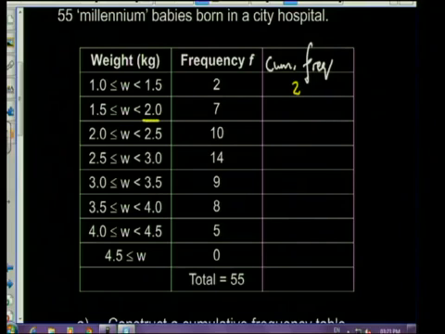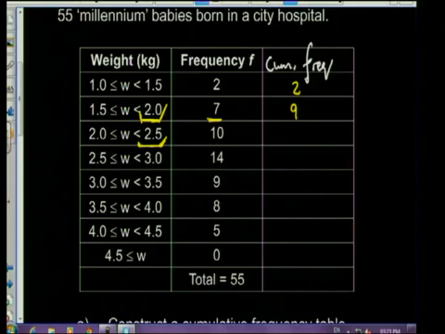Now look carefully. What should be happening here is we're saying how many babies were in weight below this final value. So how many babies weighed less than 2 kilograms? It's everything up to that point, so it would be the 2 plus the 7, which makes 9. When I get to the next one, we're saying how many babies were below 2.5, from that lower bound up to there. So it's always saying what's the running total, the accumulated frequencies up to that point.